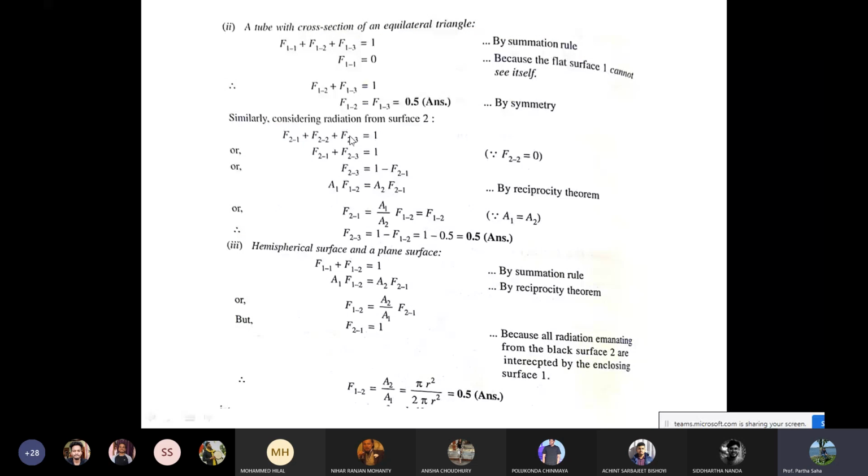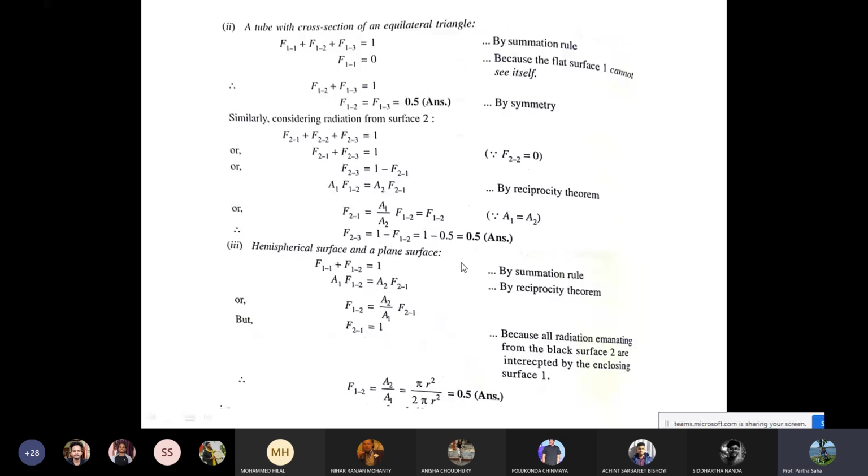Now similarly for radiation from surface 2, we have considered surface 1, this surface. Surface 2 will be, by summation rule, F21 plus F22 plus F23 equal to 1. But F22 is again 0, because it cannot see itself. So F21 plus F23 equal to 1. So F23 will be 1 minus F21. Now by reciprocity theorem, we have seen A1 F12 = A2 F21. This you already know, right? So F21 will be A1 by A2 times F12. Now A1 and A2 are the same because it's an equilateral triangle. So F21 equals F12. So F23 will be 1 minus F12. F12 you have already calculated as 0.5, so it will be 0.5. So all of F12, F23, F31 will be 0.5.